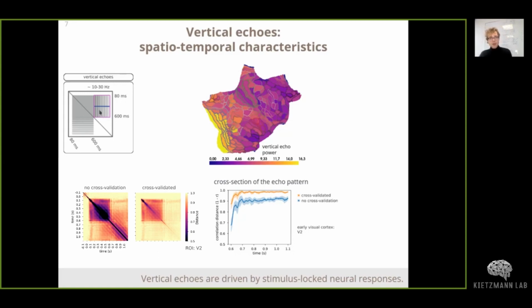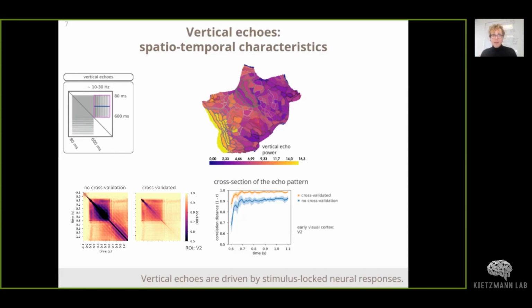If we now look at the cross-section of these vertical echo pattern, especially in respect to the cross-validation procedure that we applied, we can see that the echoing pattern is still present after the cross-validation procedure. From this, we conclude that the vertical echoes seem to be in fact driven by stimulus-locked neural responses. This means that what is echoing there seems to be stimulus-related information.